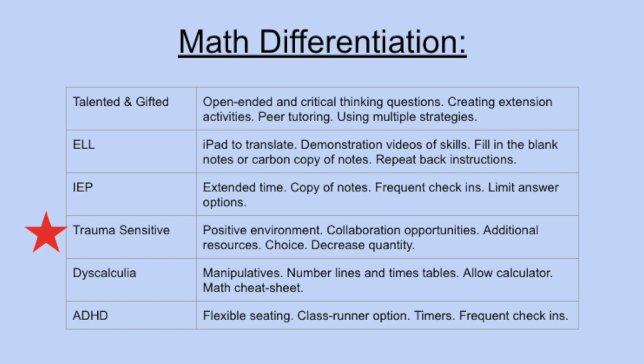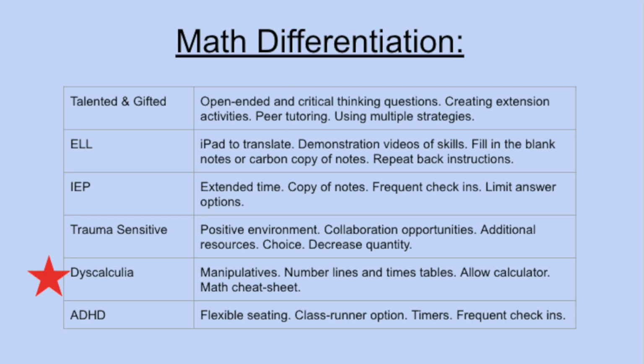So we try to provide opportunities for them to collaborate with classmates. We try to provide them additional resources, so if one strategy didn't work, they can pick a different one. We give them choice in how they're going to solve things, and sometimes they just need to decrease the amount of stress and the amount of things that they have to do. So sometimes we just take away some of the quantity of things that they're working on by limiting the number of problems that they need to solve.